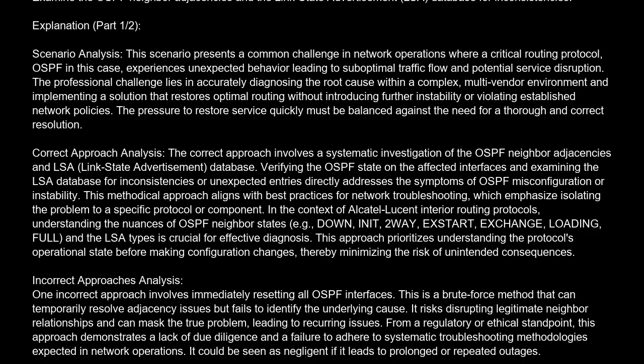Incorrect approaches analysis. One incorrect approach involves immediately resetting all OSPF interfaces. This is a brute force method that can temporarily resolve adjacency issues, but fails to identify the underlying cause. It risks disrupting legitimate neighbor relationships and can mask the true problem, leading to recurring issues. From a regulatory or ethical standpoint, this approach demonstrates a lack of due diligence and a failure to adhere to systematic troubleshooting methodologies expected in network operations. It could be seen as negligent if it leads to prolonged or repeated outages.